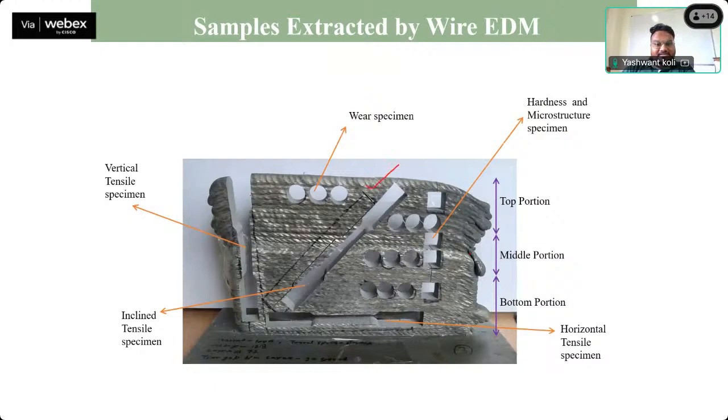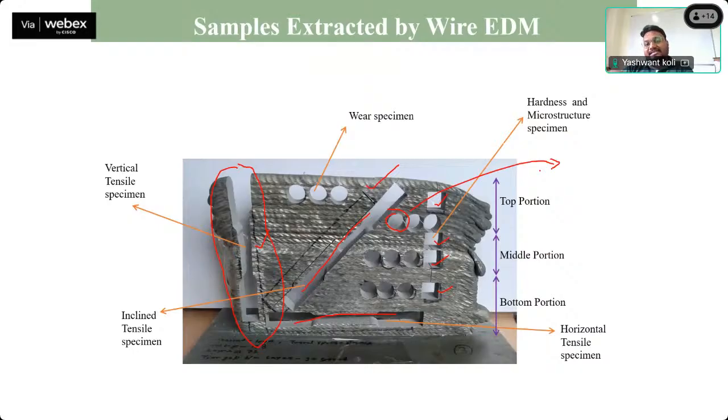So he has done all the sample extraction. This is the tensile specimen, vertical tensile. This is the inclined tensile. This is the horizontal tensile, and these are the square samples, 10 by 10, and this cylindrical sample we can extract for wear specimens, that is 10 in diameter. So after extracting this, we can go for polishing of the surface. By polishing, the intensity of residual stresses is not that much.